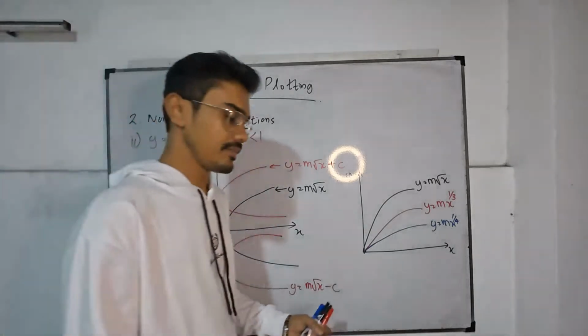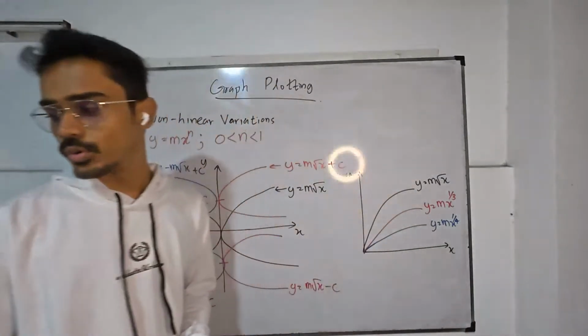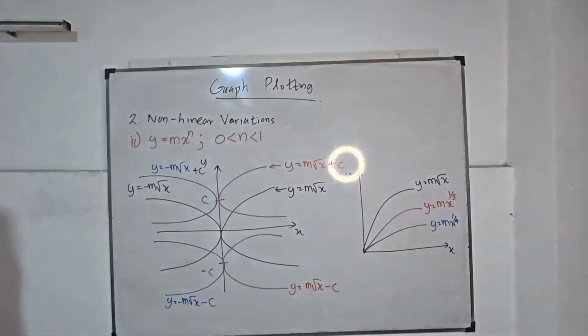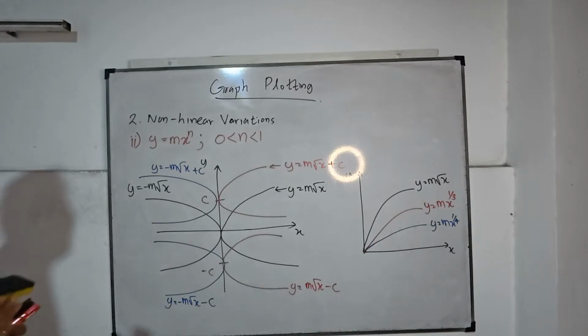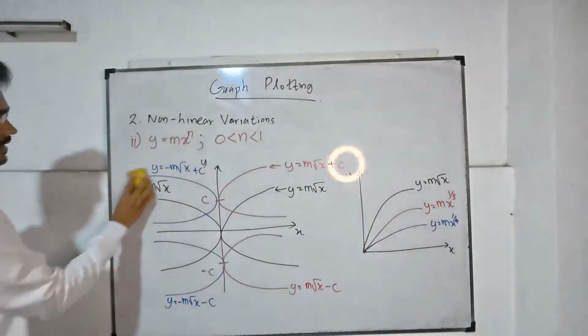Right? Okay, we are moving on. And row number 3 here. Right? We are moving on.